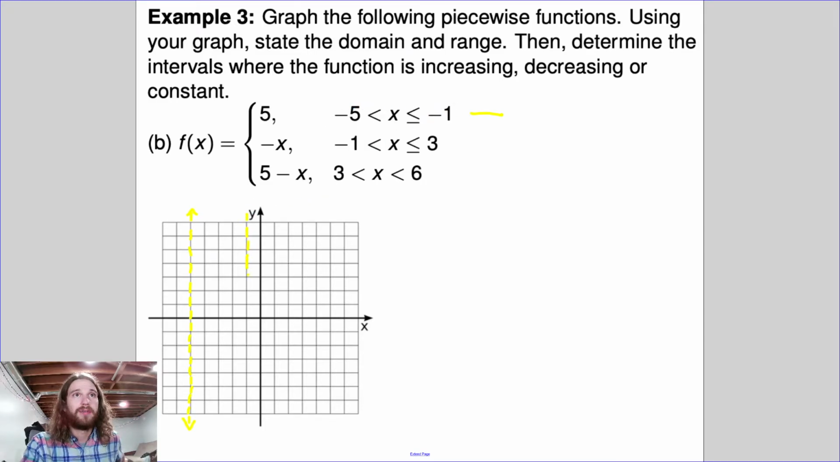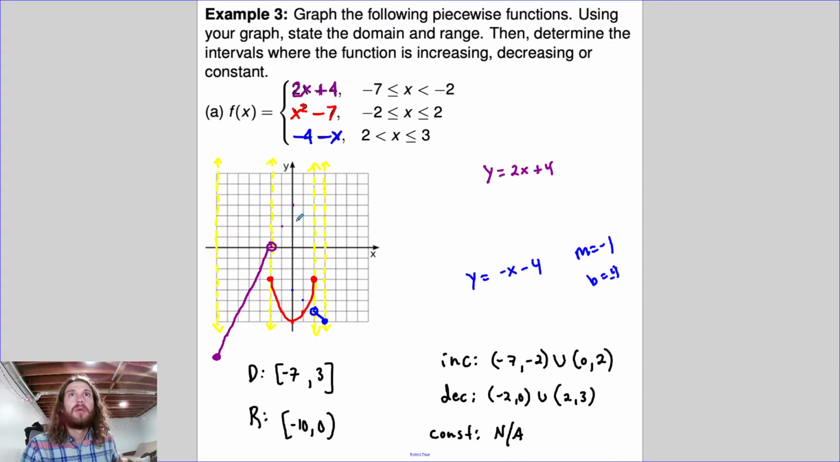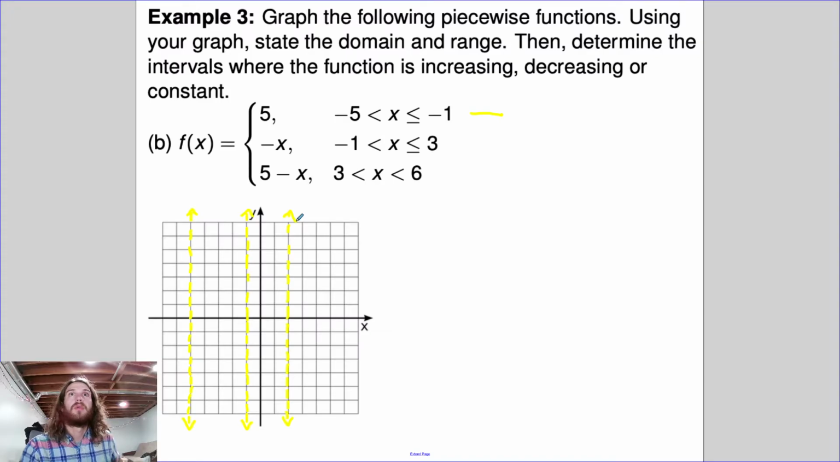Negative 5. Negative 1. 3. 3 and up to 6.